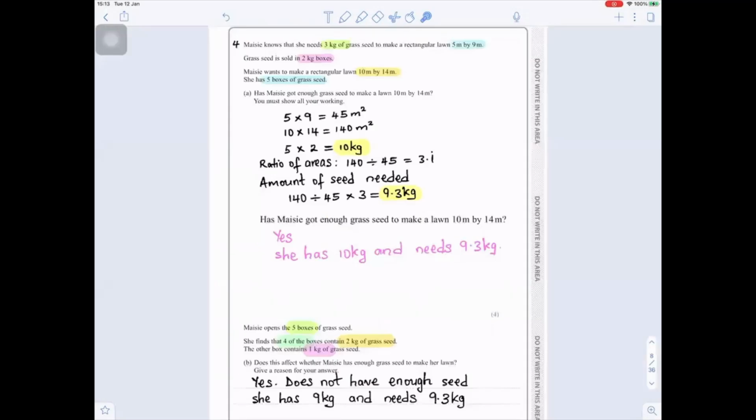So this is how you do a question like this for question 4. Highlight all the important numbers and work them out step by step, and then you make your conclusion. So for part B, yes, she does not have enough seed. She has now 9 kilograms. And what does she need? She needs 9.3. From the calculation, you need 9.3. So with that change, she wouldn't have enough.